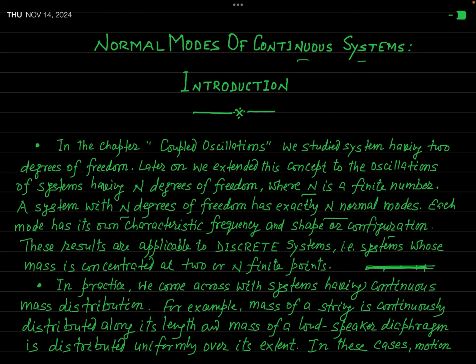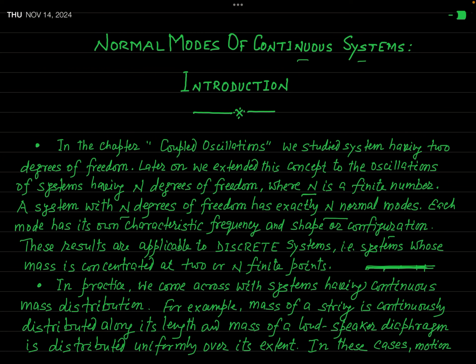There is a very good another example you can take. You have definitely seen the loudspeaker. And do you know about the diaphragm of the loudspeaker? In fact, in case of loudspeaker diaphragm, the mass is not distributed in discontinuous or discrete manner, but the mass of a loudspeaker diaphragm is distributed uniformly over its extent. Okay? So these are some of the practical examples where you find that mass distribution is not discrete.